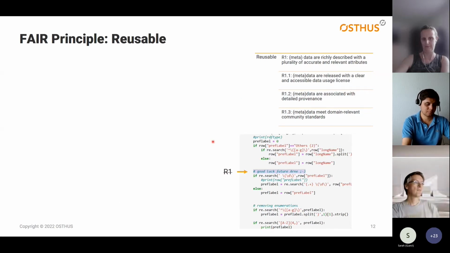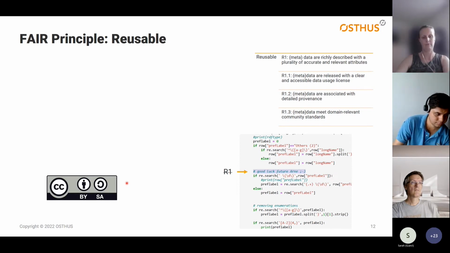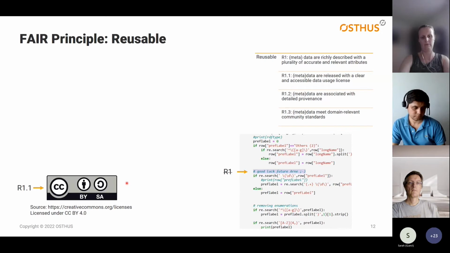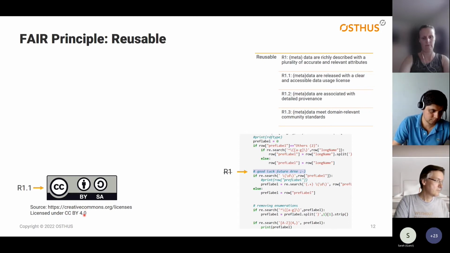It would be if there were really comments describing what is happening in the code. R1.1 is about usage license. It may sound unimportant for a lot of cases, but to be on the safe side legally, you should also worry about that, especially when you publish something. And if you want to publish it more or less freely, Creative Commons licenses are a great way to go because they're waterproof and everyone can use them without adhering to very restrictive licenses themselves. So this license is also licensed under Creative Commons.